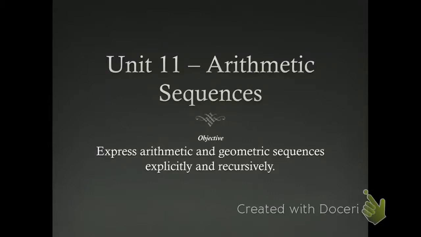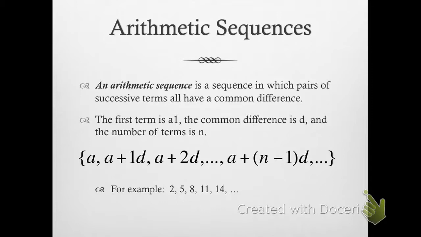Arithmetic sequences. An arithmetic sequence is a sequence that has a common difference between each term. That common difference is usually called D. The first term is A, usually that's a subscript 1. And then we talk about the number of terms being N.